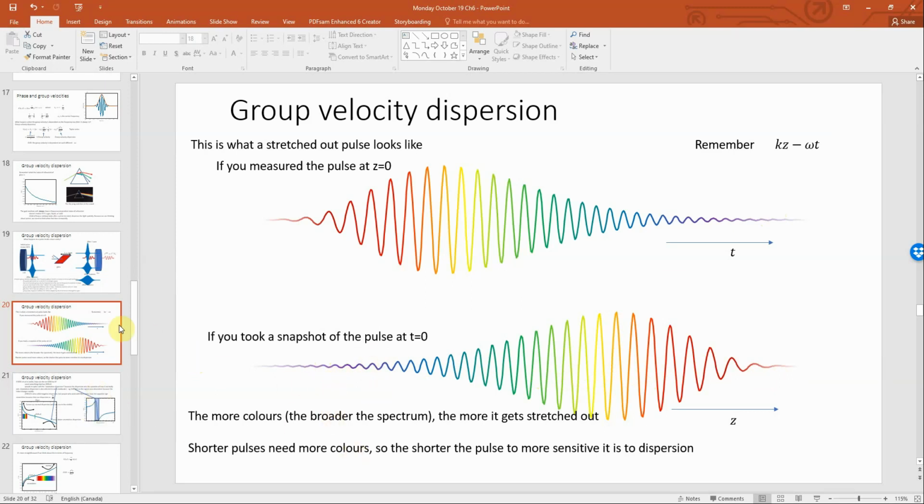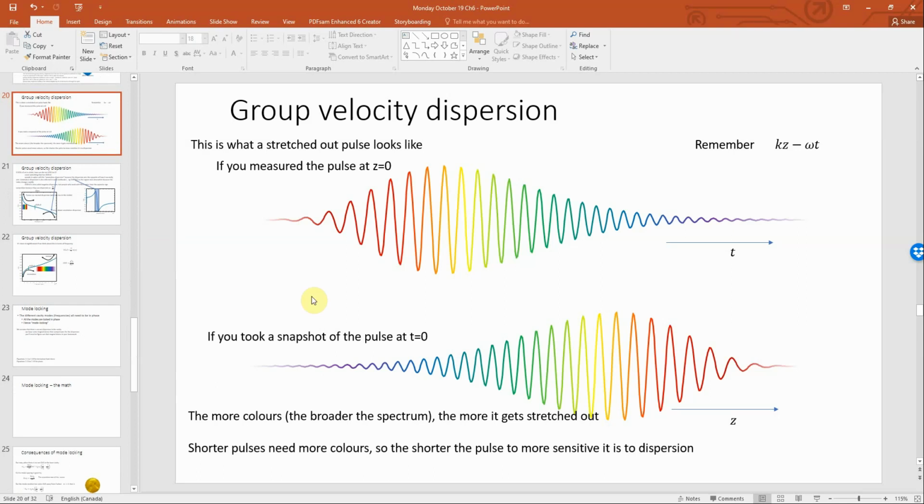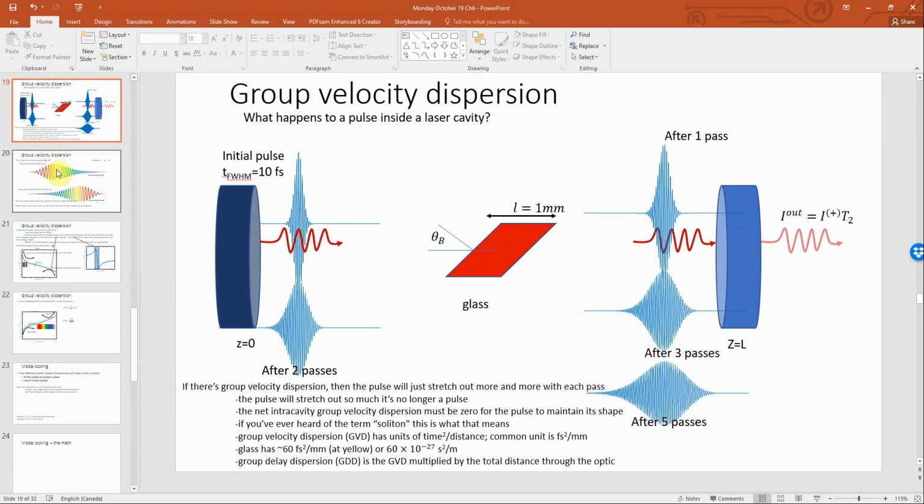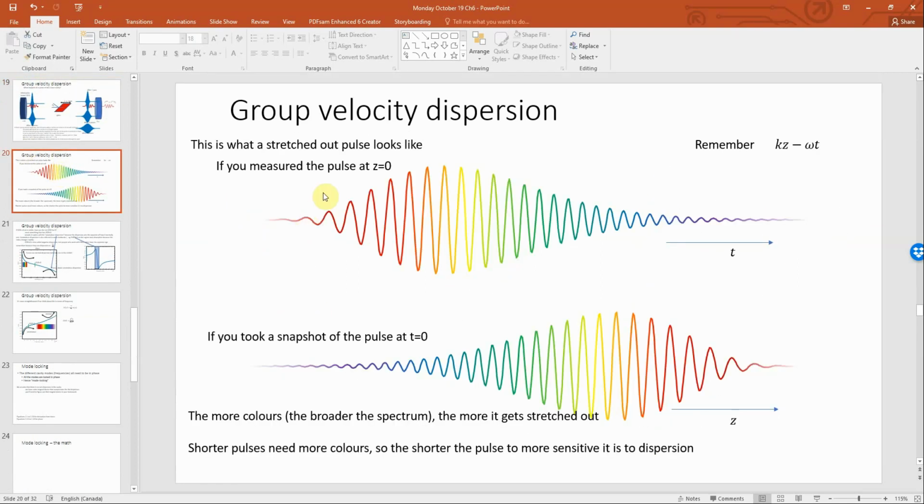I guess I'll finish that here, and that's probably all we'll get to in Wednesday's lecture. So that is what we'll be discussing, a little more detail about dispersion and how the index of refraction of a material can affect a pulse.